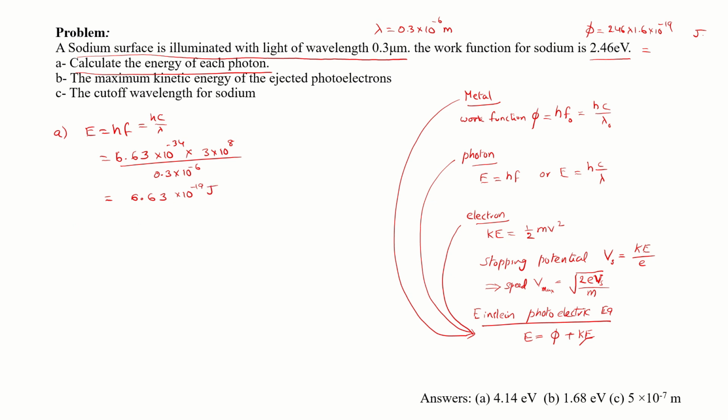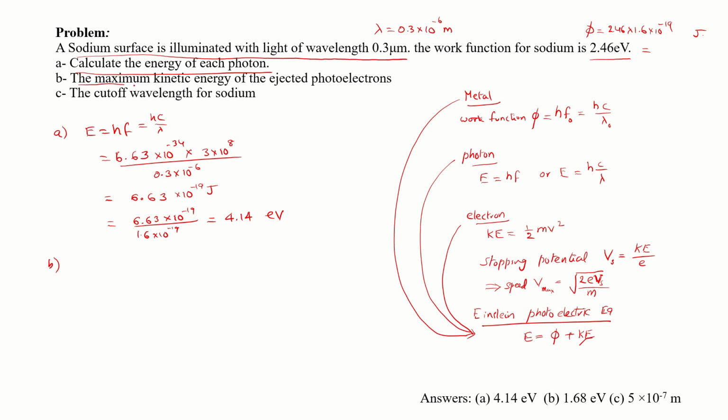In order to do other problems, let's convert into electron volts, because for photons we usually represent energy in electron volts. So whatever you get, 6.63 times 10 to the power of minus 19 divided by 1.6 times 10 to the power of minus 19 will give you the electron volt. The answer is around 4.14 electron volt.